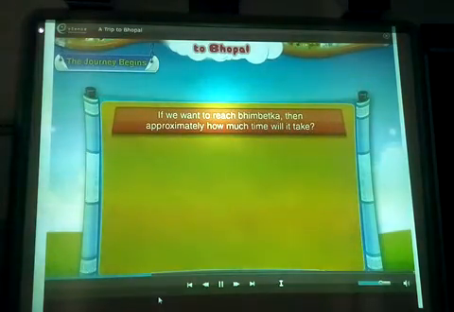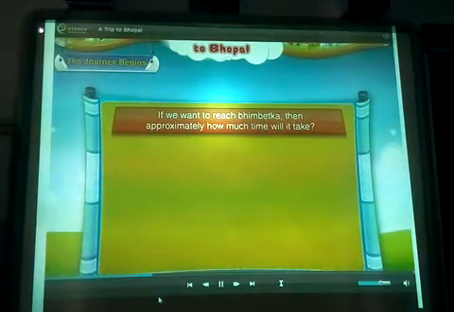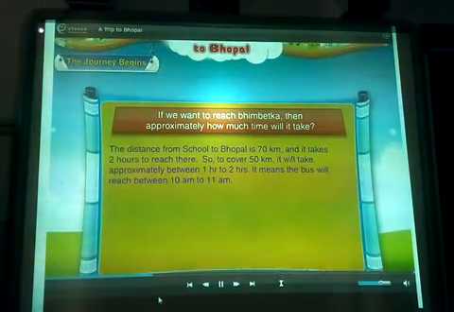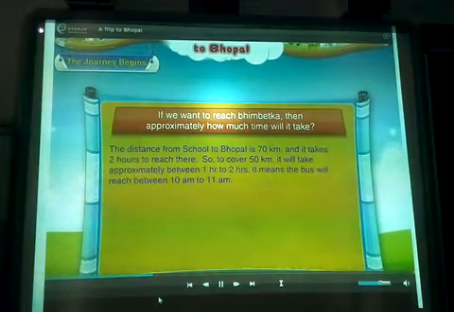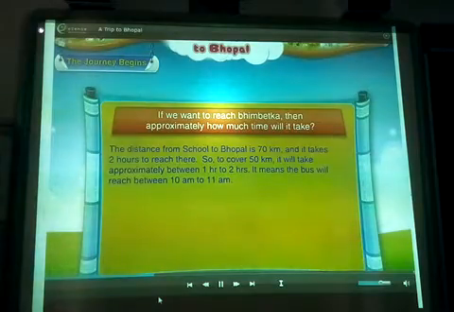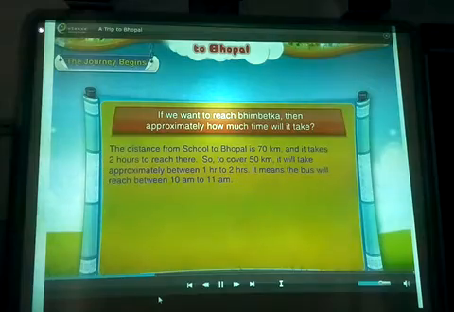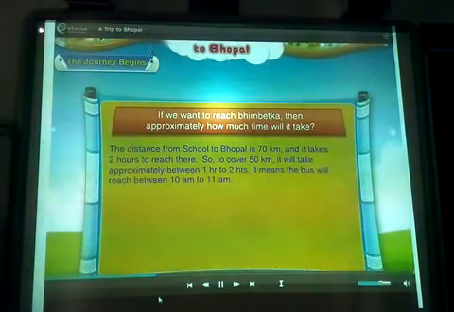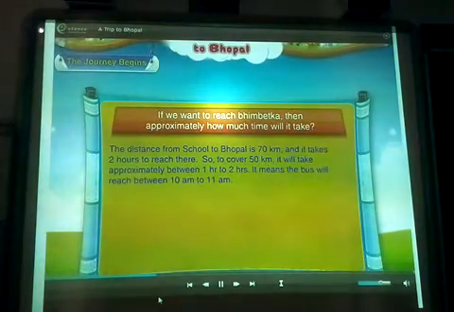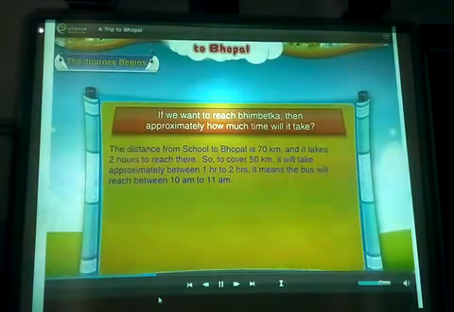If we want to reach Bhimbedka, then approximately how much time will it take? The distance from school to Bhopal is 70 kilometers and it takes 2 hours to reach there. So, to cover 50 kilometers, it will take approximately between 1 hour to 2 hours. It means the bus will reach between 10 a.m. to 11 a.m.